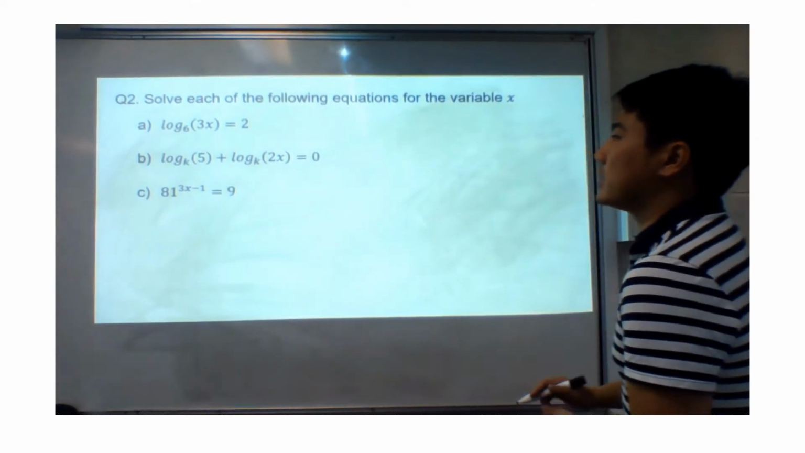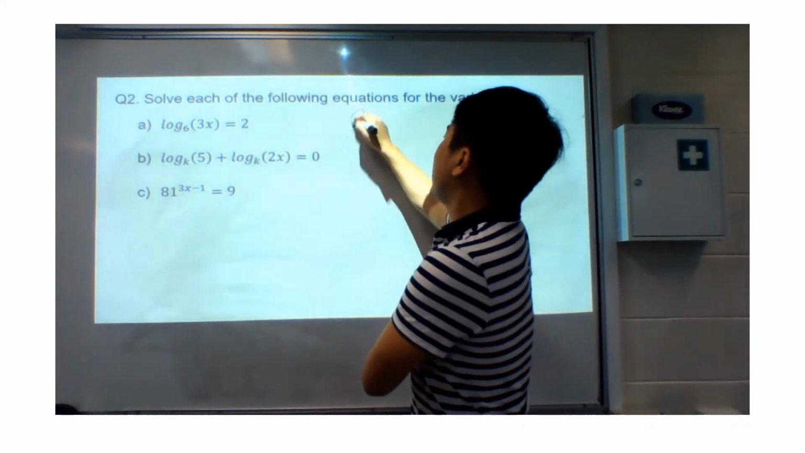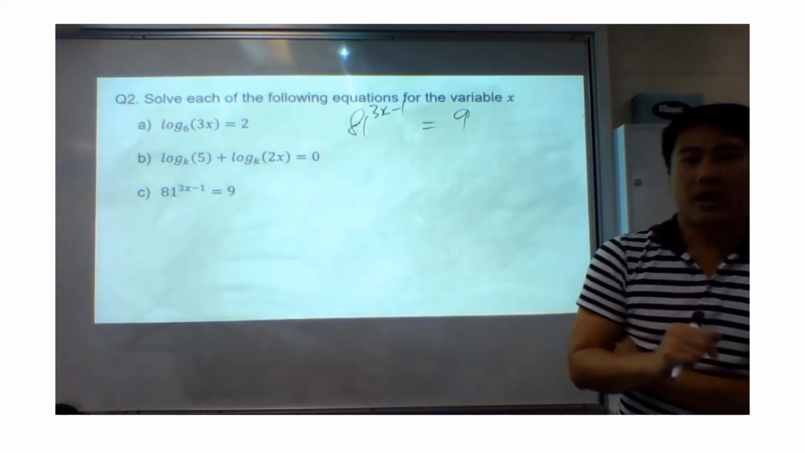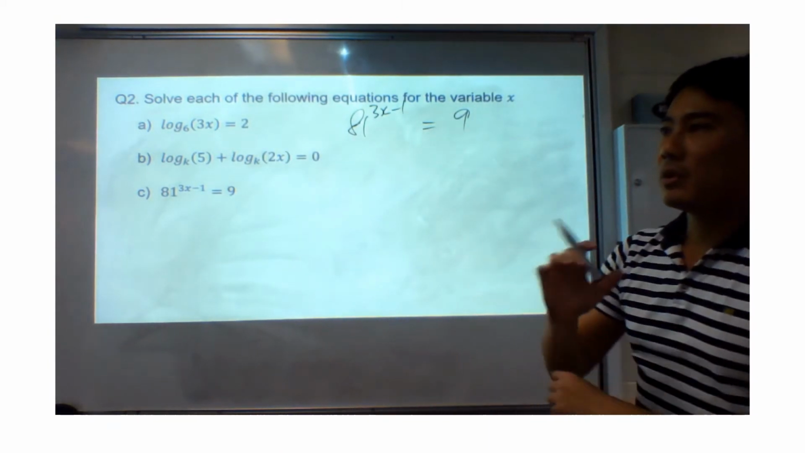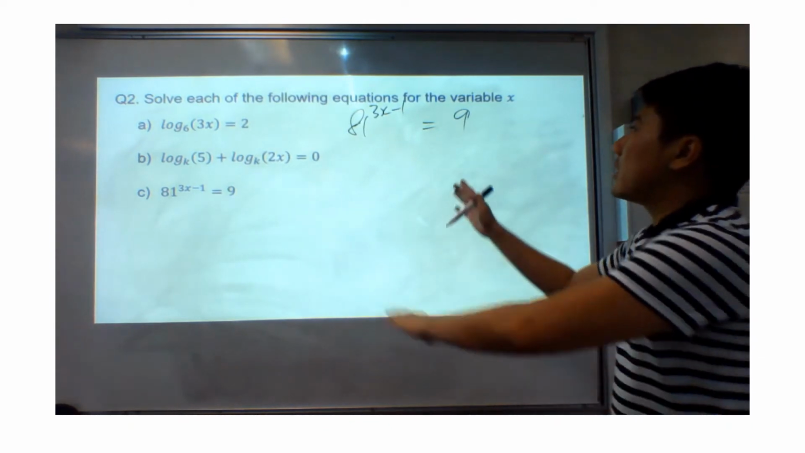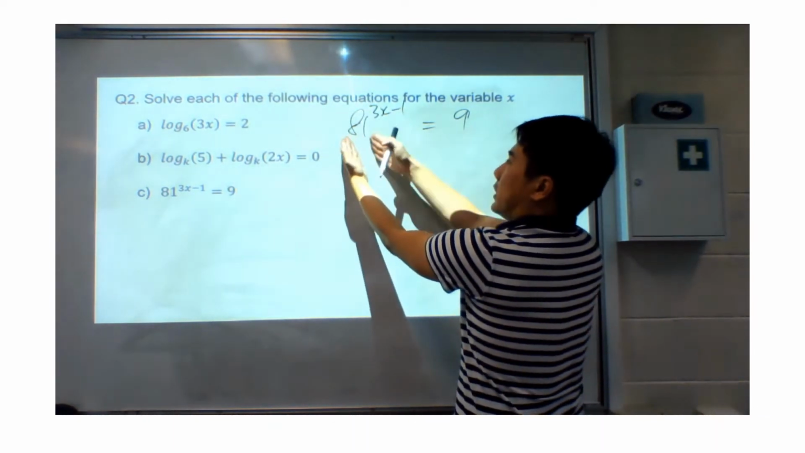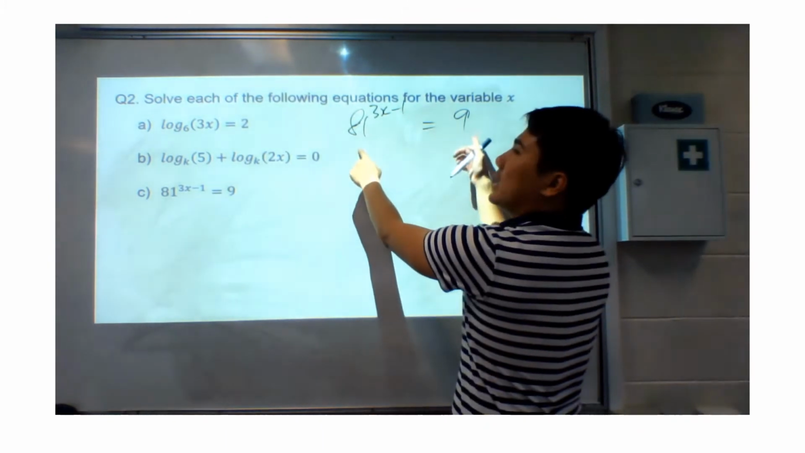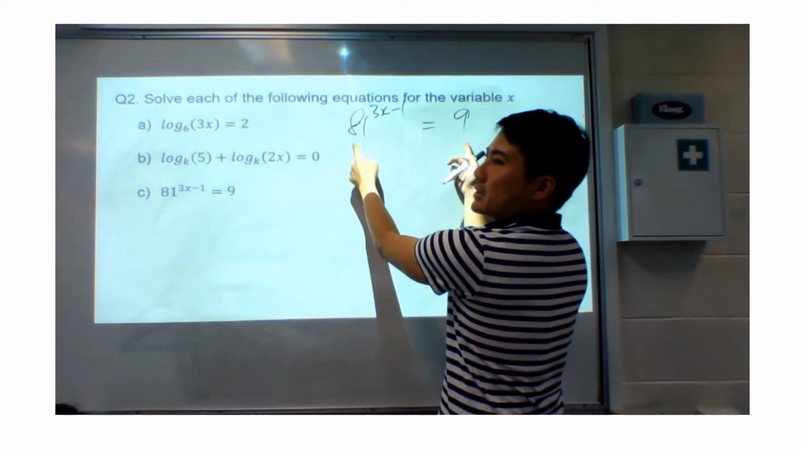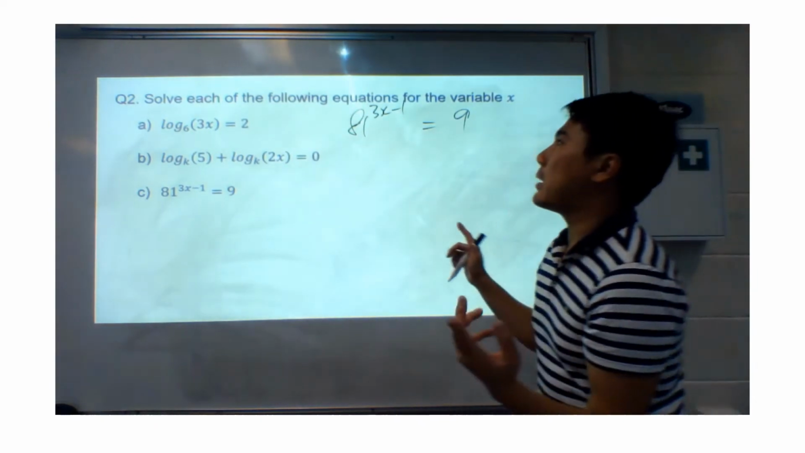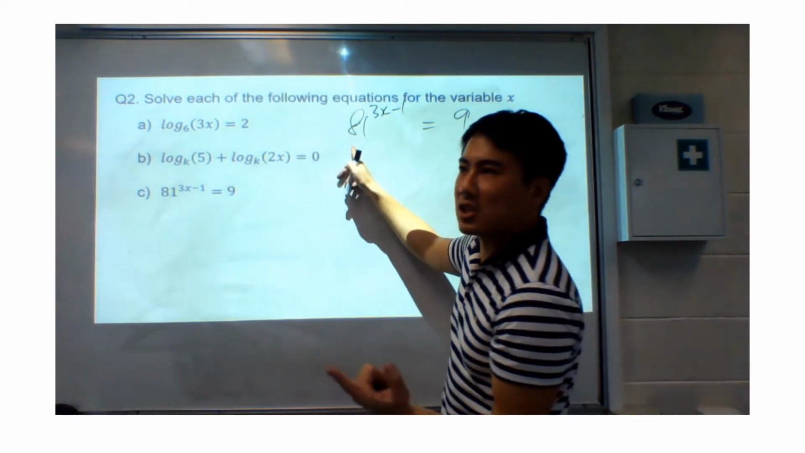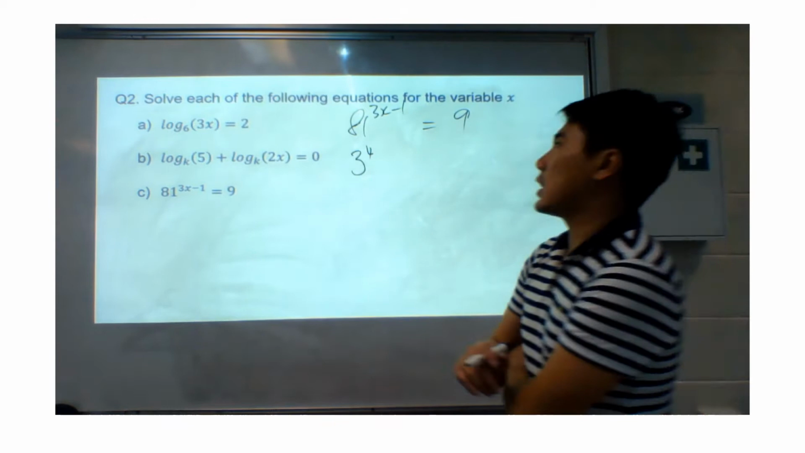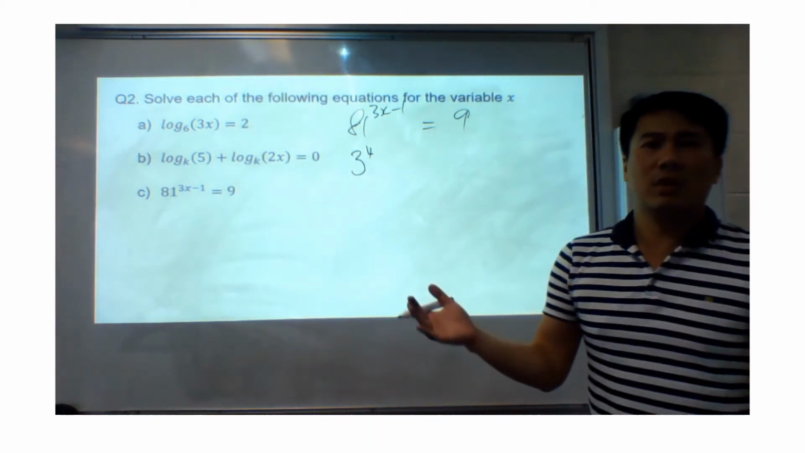Okay, so I'm going to work on C. I've got 81 to the power of 3x take 1 equals to 9. By this point, you need to be very sharp with your numbers. At the moment, they are in a different base. I can't really do much. But you should be able to see, okay, 81 and 9, what's common about those two numbers? 3. You should be able to identify that 81 is just the same as 3 to the power of 4. Okay? And then 9 is just 3 squared.